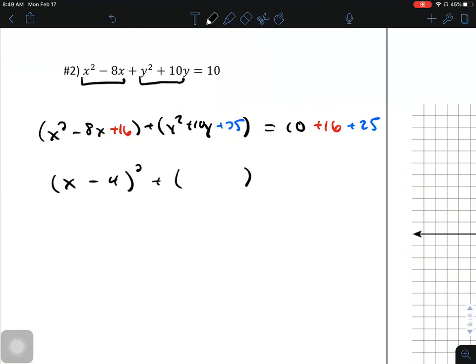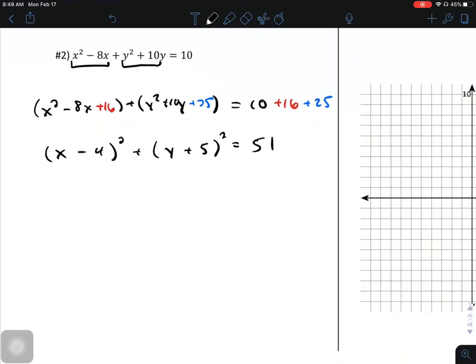This other trinomial becomes a square. Square root of y squared is y. Square root of 25 is 5. The sign of the middle term is a plus. And then the right side, if we add these numerals together, we're going to get 51.